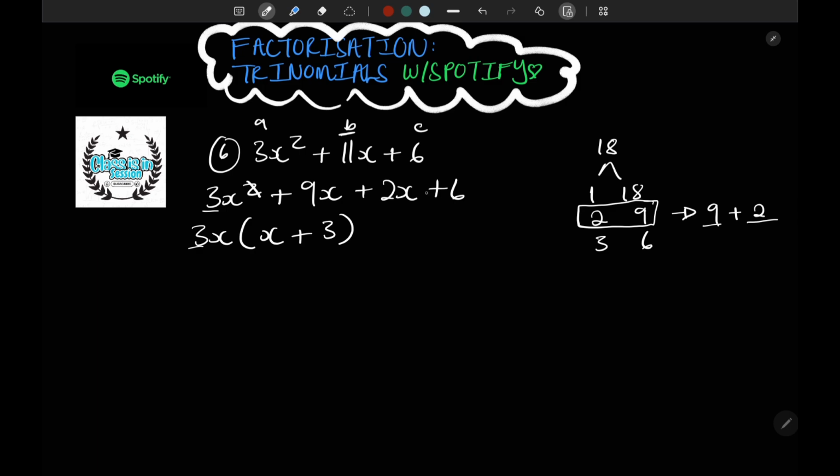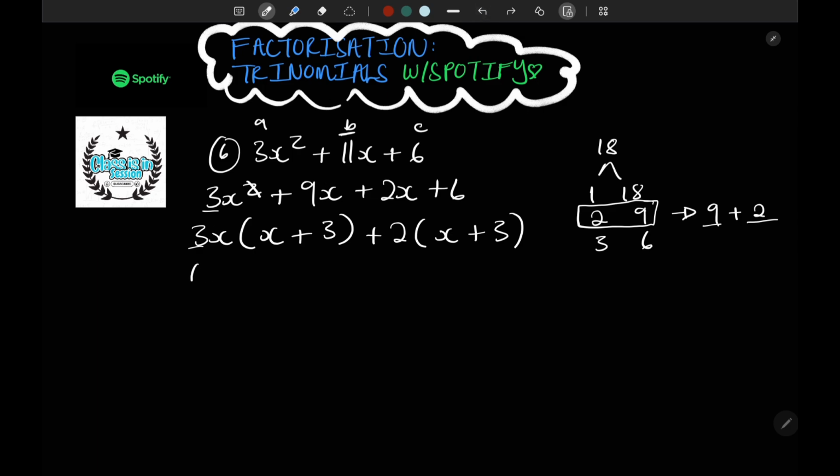Let's do the second part. We have 2x plus 6. Let's factor out 2 because that's the common factor. 2 divided by 2 is 1. We're left with x. 6 divided by 2 is 3, plus 3. Now we have a common bracket here. You have x plus 3 and x plus 3. This means you are on the right track. If you don't have a common bracket, make sure that you swap these.